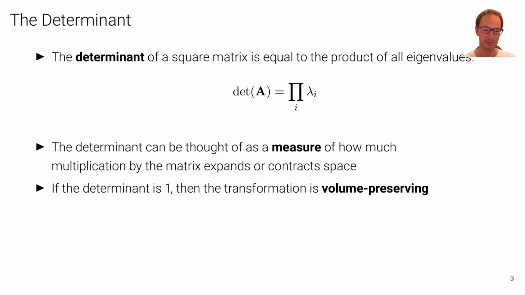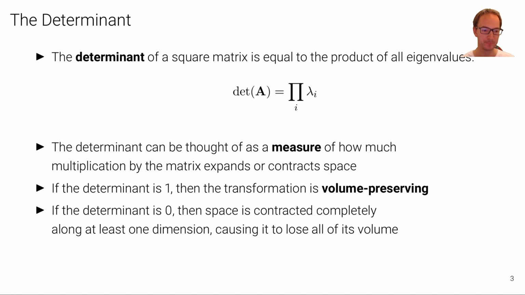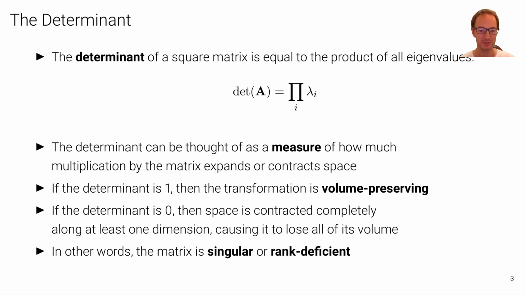In particular, if the determinant is 1, then the transformation is said to be volume preserving. The volume described by the input is preserved when applying this matrix A. And on the other hand, if the determinant is 0, then space is contracted completely along at least one of the dimensions. It collapses along one of the dimensions, causing it to lose all of its volume, collapsing all of the volume to 0 along at least one dimension. In other words, the matrix is singular or rank deficient in this case.